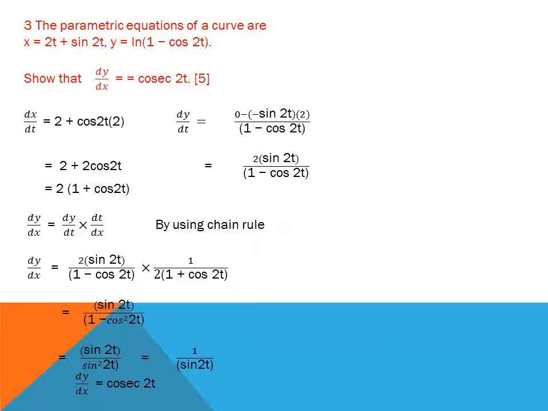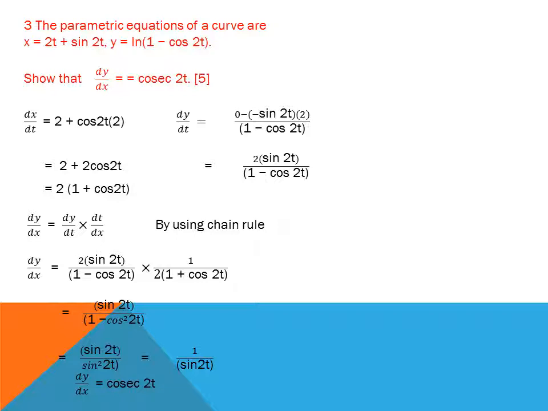Again I differentiate y is equal to ln of 1 minus cos 2t. Dy over dt is equal to the derivative of ln of 1 minus cos 2t, which is 1 over 1 minus cos 2t, because the derivative of ln of x is 1 over x, and again further differentiate 1 minus cos 2t. The derivative of 1 is 0 and negative, then the derivative of cos 2t is minus sin 2t, and further differentiating 2t gives 2. In this way, when I simplify, I get 2 sine 2t over 1 minus cos 2t.